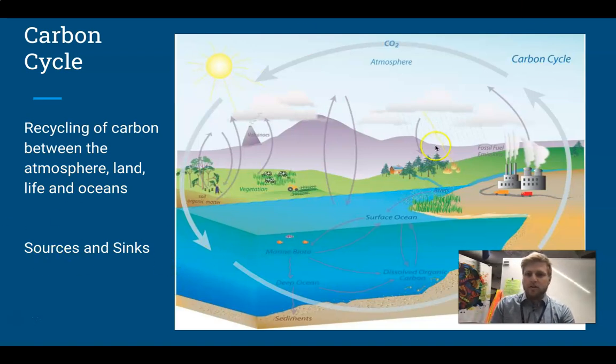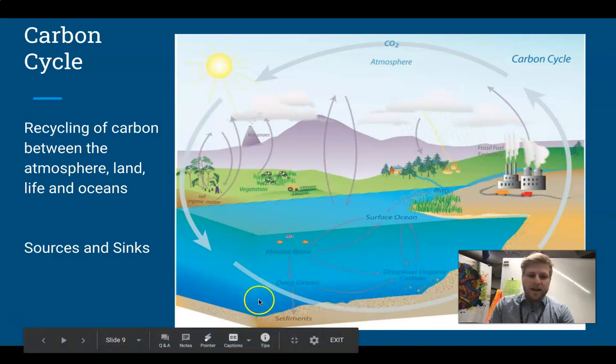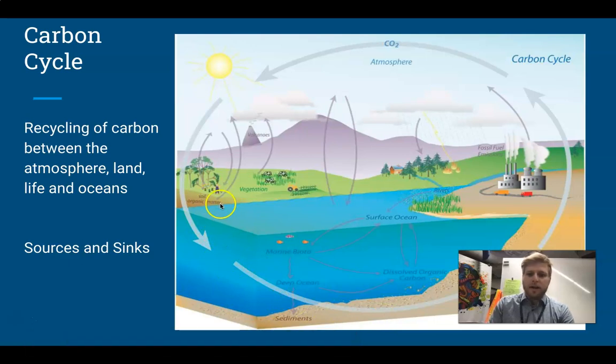So sources of atmospheric carbon would be something like fossil fuels or decomposition of dead things, like soil and organic matter. Also, for example, cellular respiration from plants and animals. As they burn their food, they release CO2 into the atmosphere.